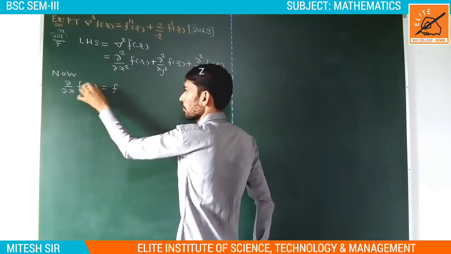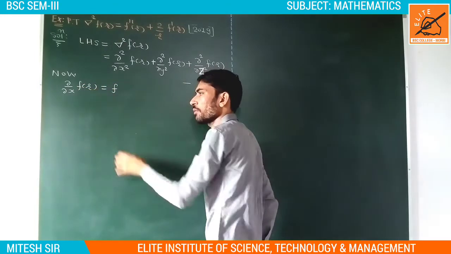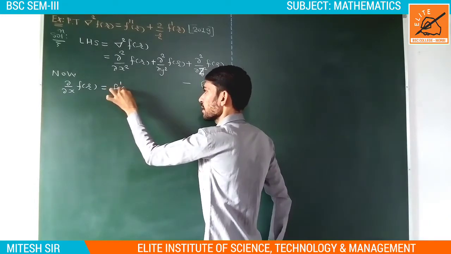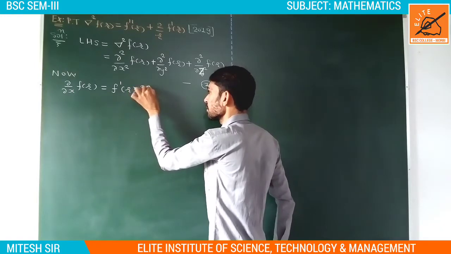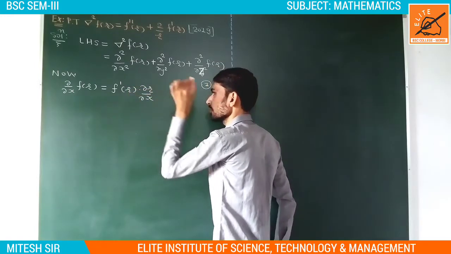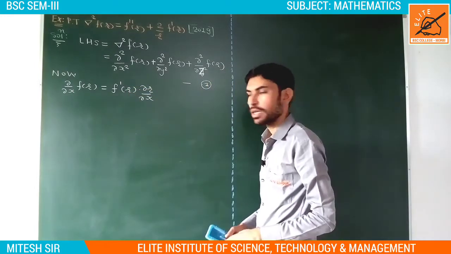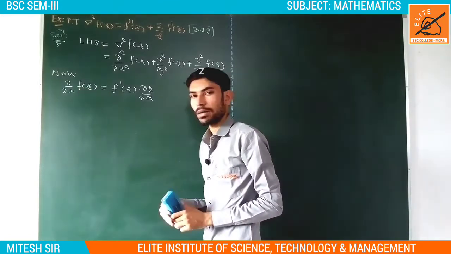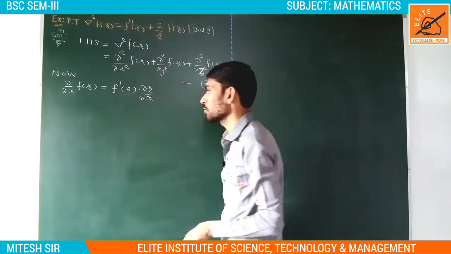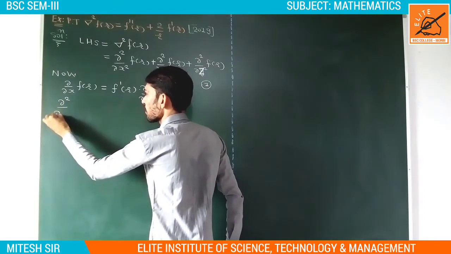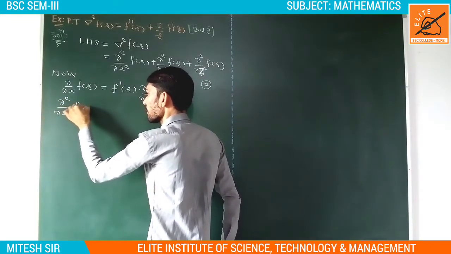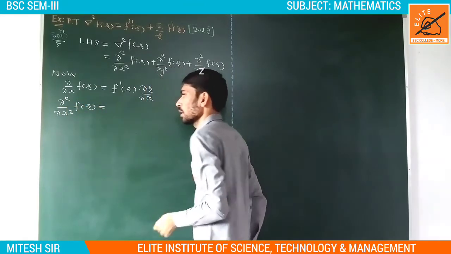That means the first order derivative of the function f of r will be denoted f dash r, and next to it, del r by del x, as we know. So this is the first order derivative of our function f of r, but we want the second order derivative. So again we take the partial derivative with respect to x, and write del square upon del x square f of r.